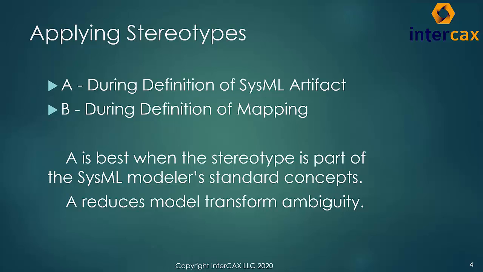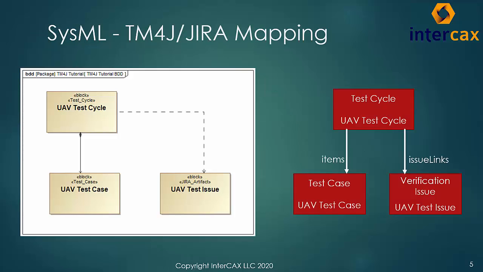The use of specialized artifact types reduces ambiguity in defining complex mappings. As demonstrated in the TM4J videos, we can define the transform shown here between SysML and JIRA with TM4J as a single mapping, including both artifacts and relations.